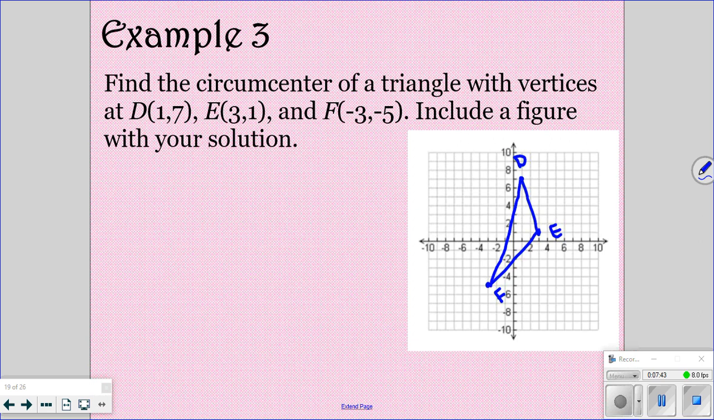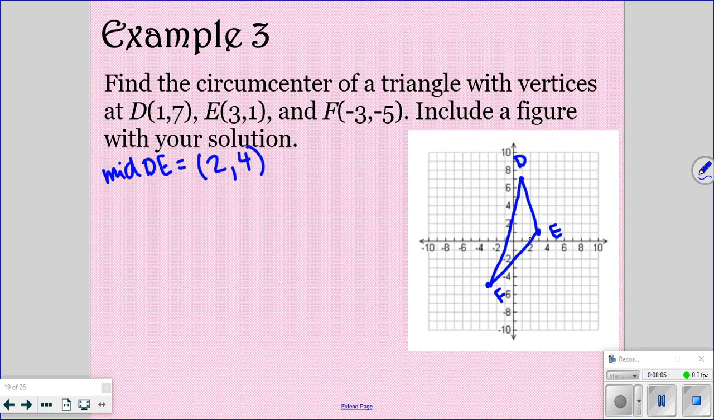Okay, so that's my triangle, and the circumcenter is where the perpendicular bisectors meet. So we need to find the midpoint of each side. So the midpoint of DE, add your x's and divide by 2, add your y's and divide by 2, would be (2, 4). So that would be your midpoint.